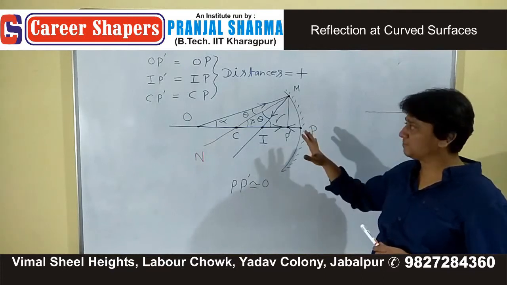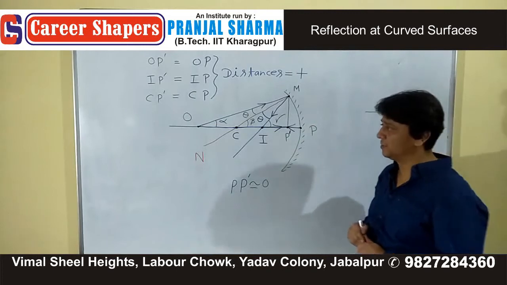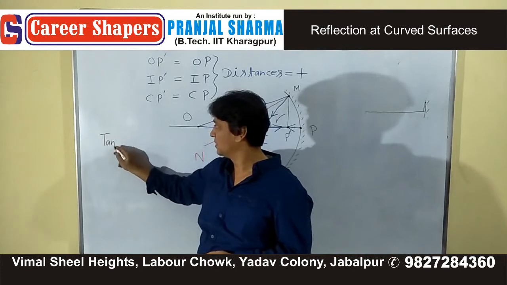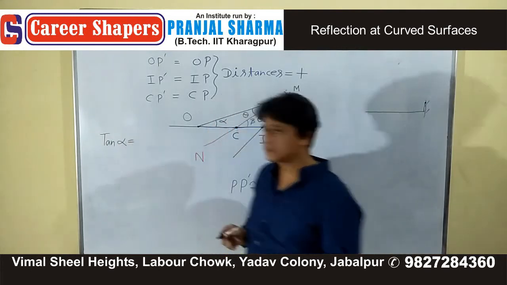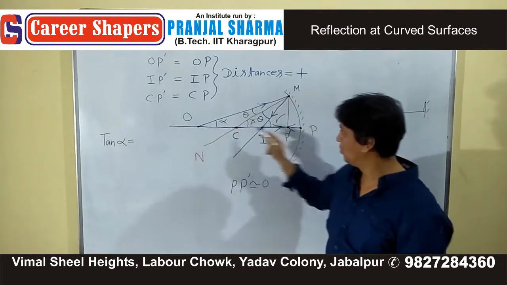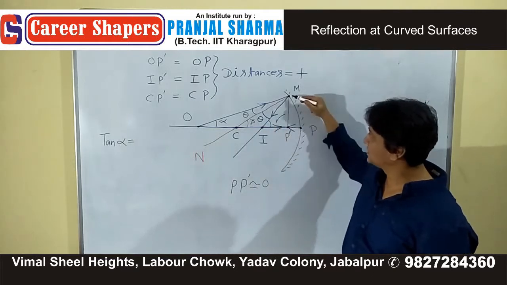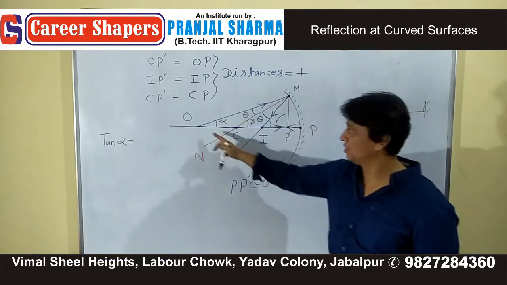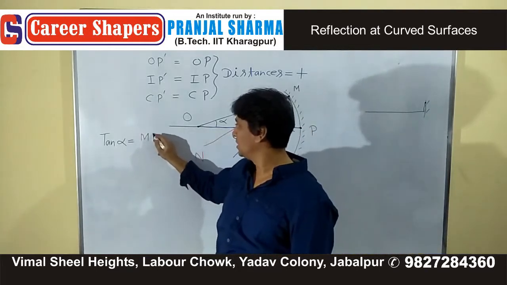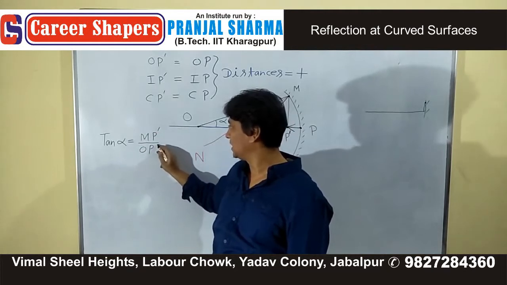Now you will understand it. Let's write down the values of tan alpha, tan beta, and tan gamma. What is tan alpha? Look at this triangle. In triangle MOP dash, tan alpha is MP dash upon OP dash.